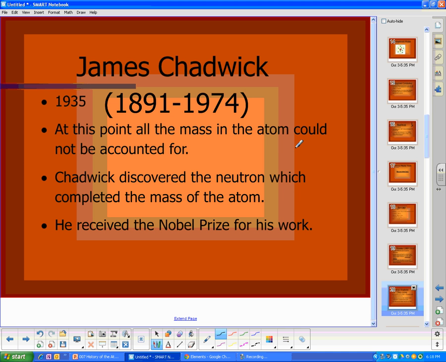Where was it at? And it's James Chadwick who was like, oh, that's where the mass is at. He said it must be these particles that have no charge, which we call neutrons. Neutral, neutrons, neutral. Get it? But anyway, because of his work, in 1935 he received the Nobel Prize.